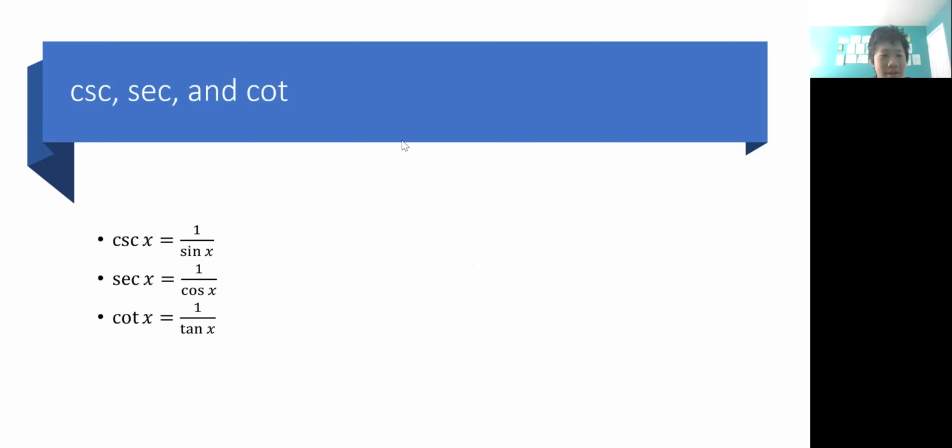Okay, now we're going to go to these three things: CSC, SEC, and COT. Remember what I said? We can't have sine of -1 x. This is the inverse, right? So you might be wondering, how would I ever write sine of x to the -1 power? How do I do that?